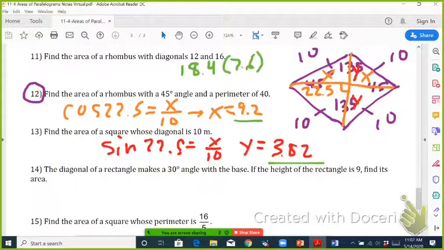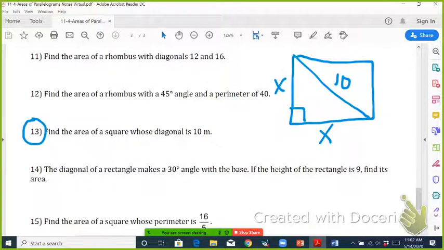Alright, so that would be diagonal 1 times diagonal 2. Multiply that by 2, and you get that the area comes out to be 69.9. And we would do that in square units for number 12.